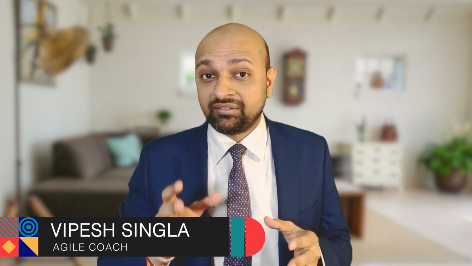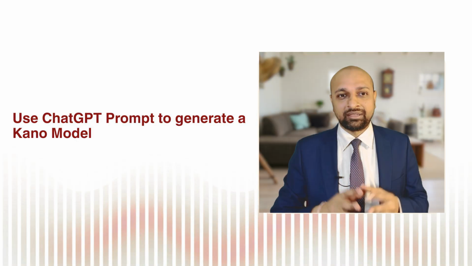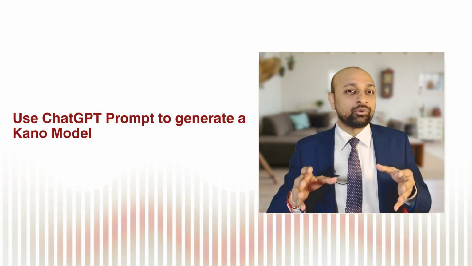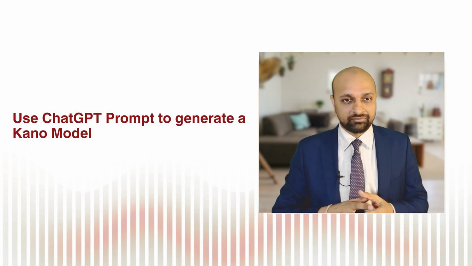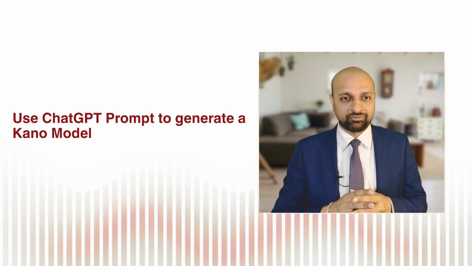Have you ever wondered if AI can help you quickly turn customer insights into actionable product features? In this lesson, we'll explore how to use a prompt in ChatGPT to generate a Kano model. This model categorizes product features into basic, performance, and excitement categories, helping teams prioritize what truly matters to users.